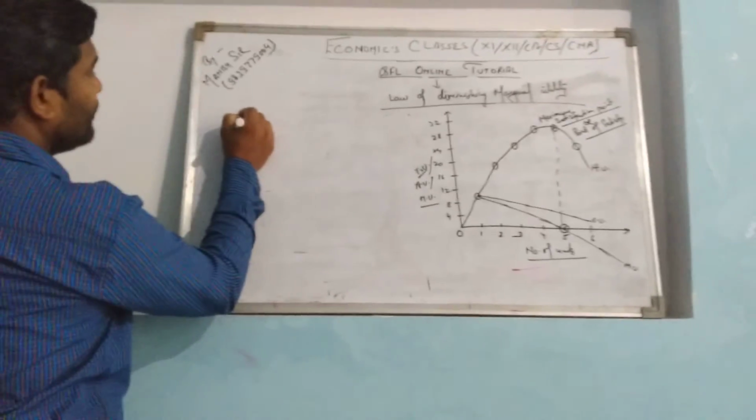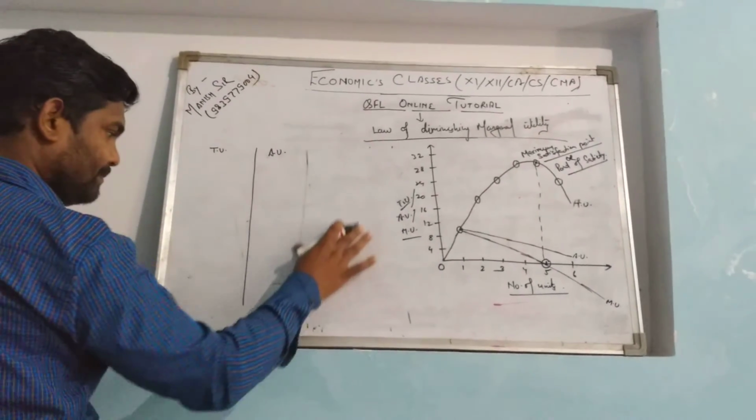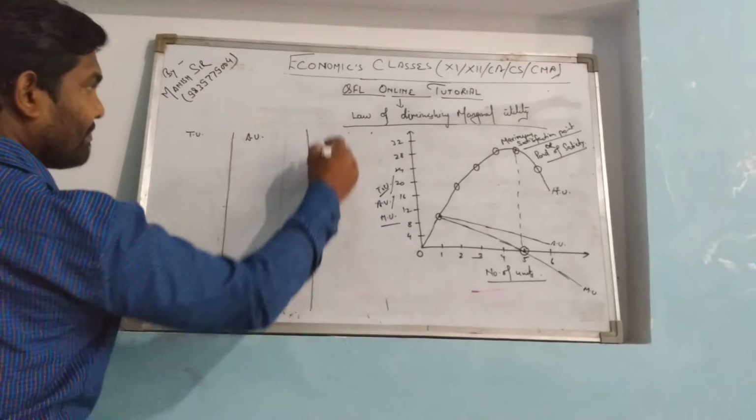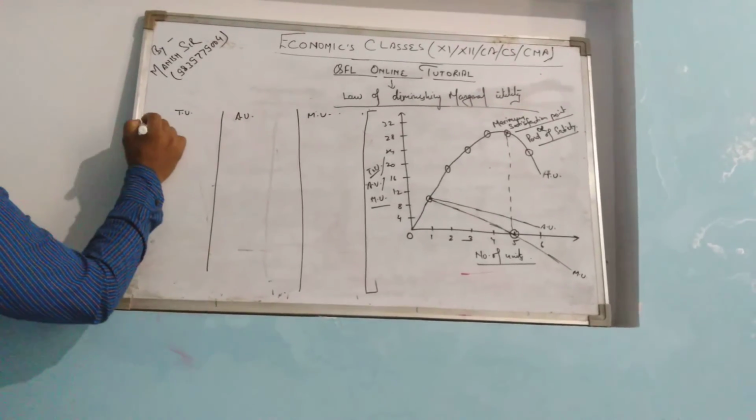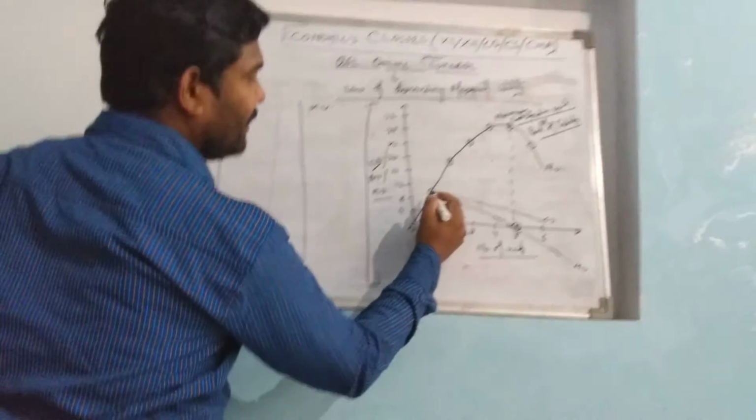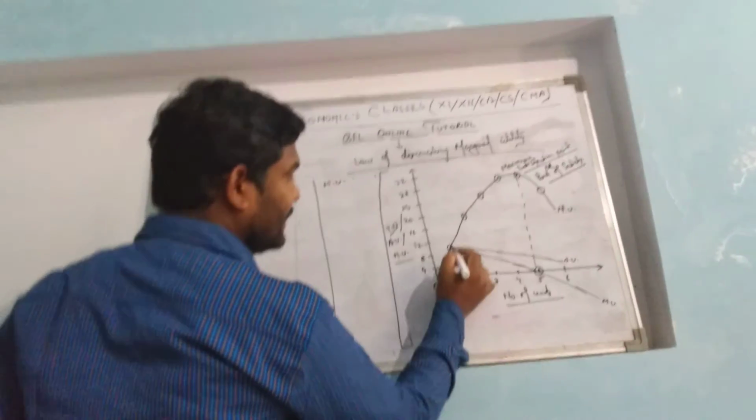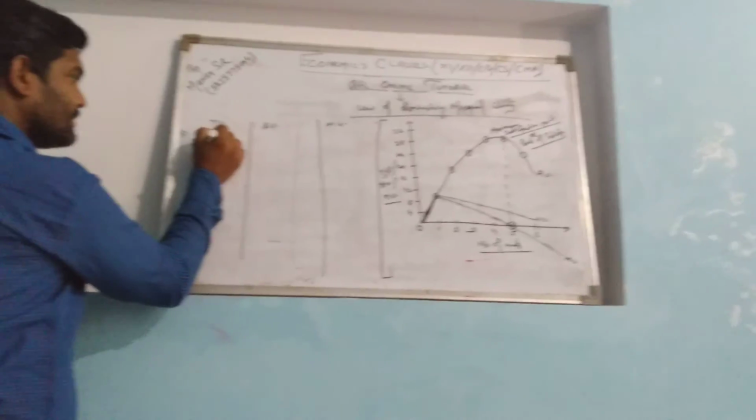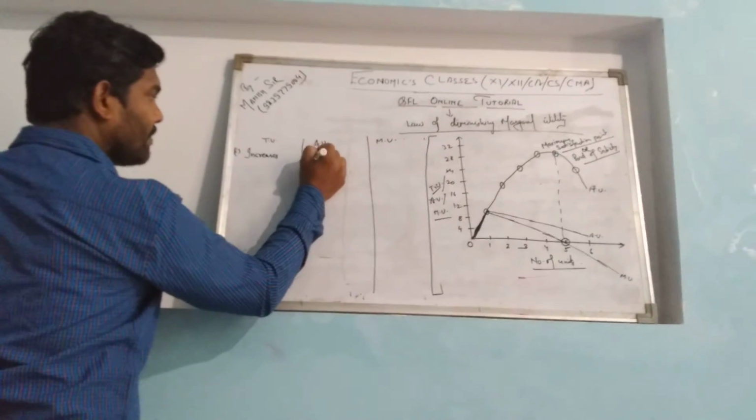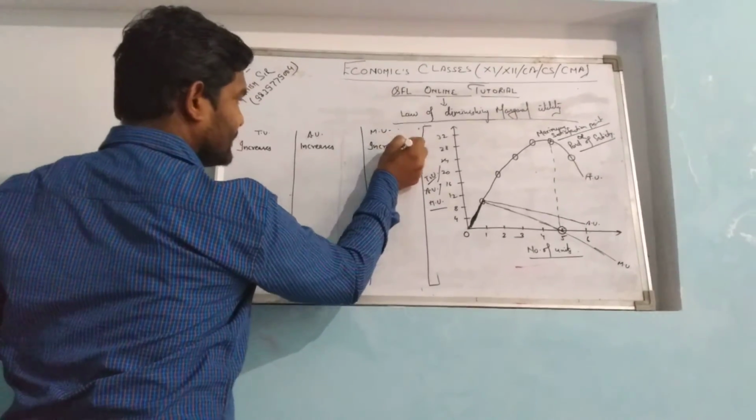Relationship between TU, AU and MU. What is the relationship between these three? Suppose in the first stage, when TU is increasing, AU and MU also tend to increase. When TU increases, AU also increases and MU also increases.